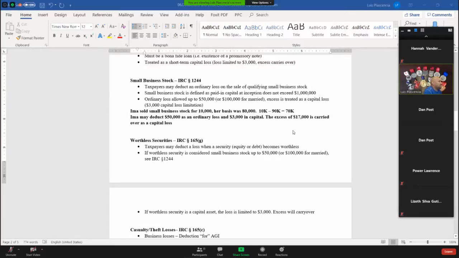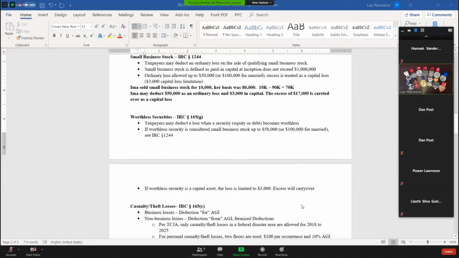Since I'm already here, is everybody okay with this discussion in terms of small business losses? Again, it only works as an exception. It's only the original shareholders. But let's say Ima was married, then it'll be up to $100,000. So in this case, it'll be the full amount, $70,000 as an ordinary loss. So again, there's always more benefit if you're married filing jointly, as we talked about several times.